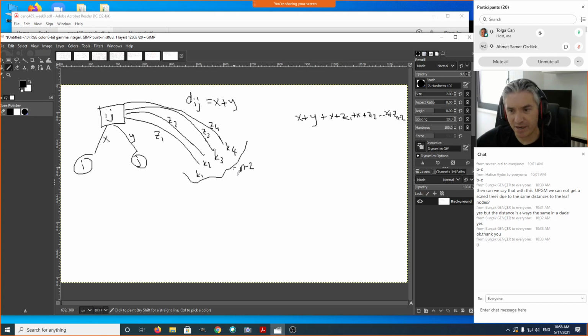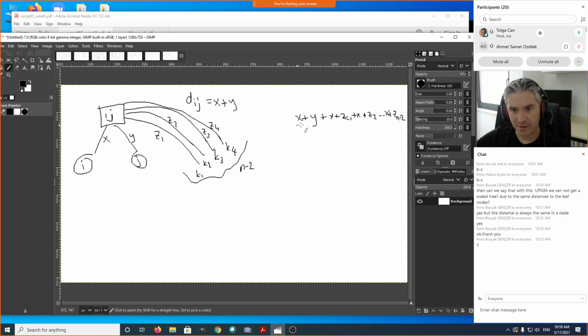Okay, why is this n minus 2? Because in my current iteration, I assume I have n objects in total. So one of the objects is i, the other is this j. So the remaining number of objects is n minus 2. Therefore, the total number of objects that I'm clustering at this iteration is n. 2 of them are here, n minus 2 of them are here.